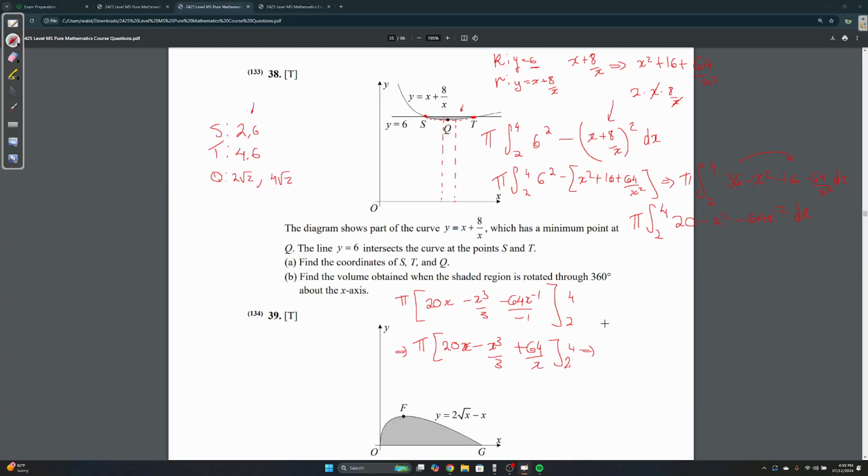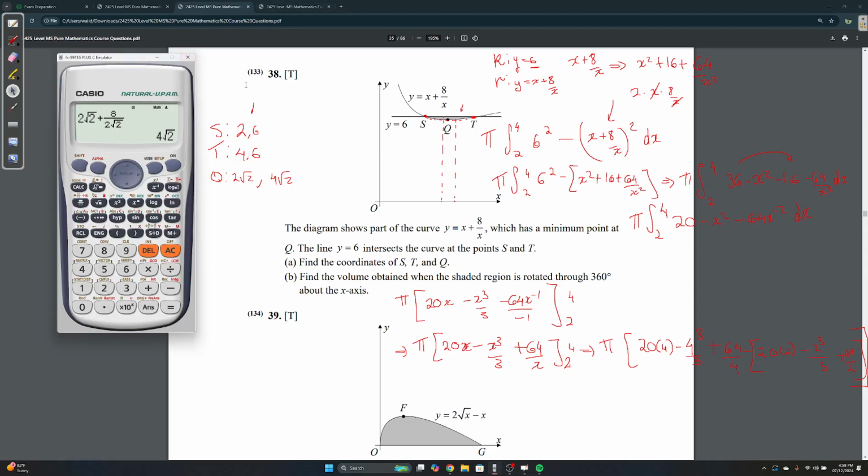Now let's substitute. So it's going to be pi 20 times 4 minus 4 cubed over 3 plus 64 over 4, because I'm substituting 4, minus, open bracket, substitute 2. 20 times 2 minus 2 cubed over 3 plus 64 over 2. Close, close. Okay, let's do this on our calculator.